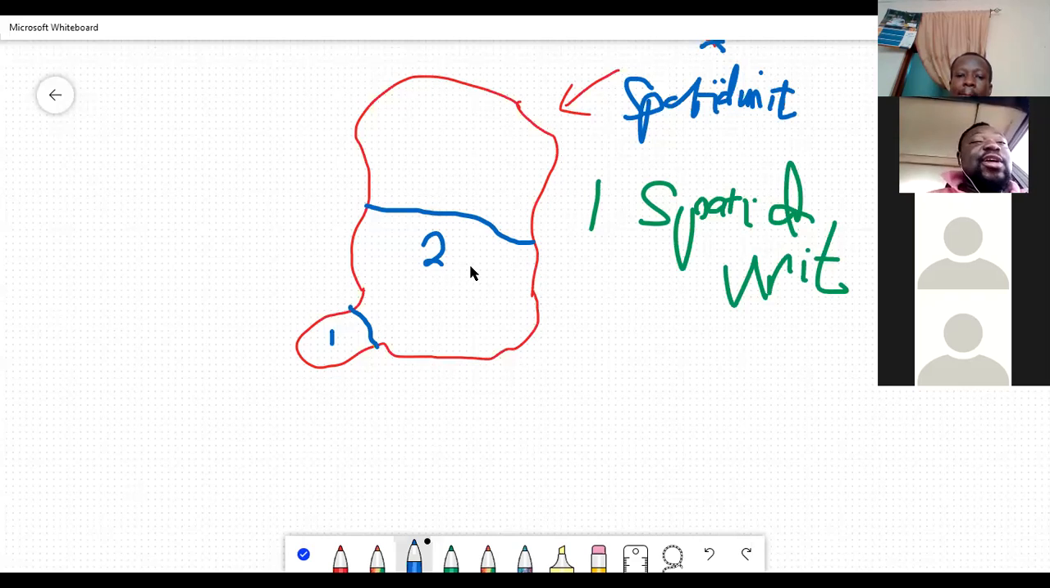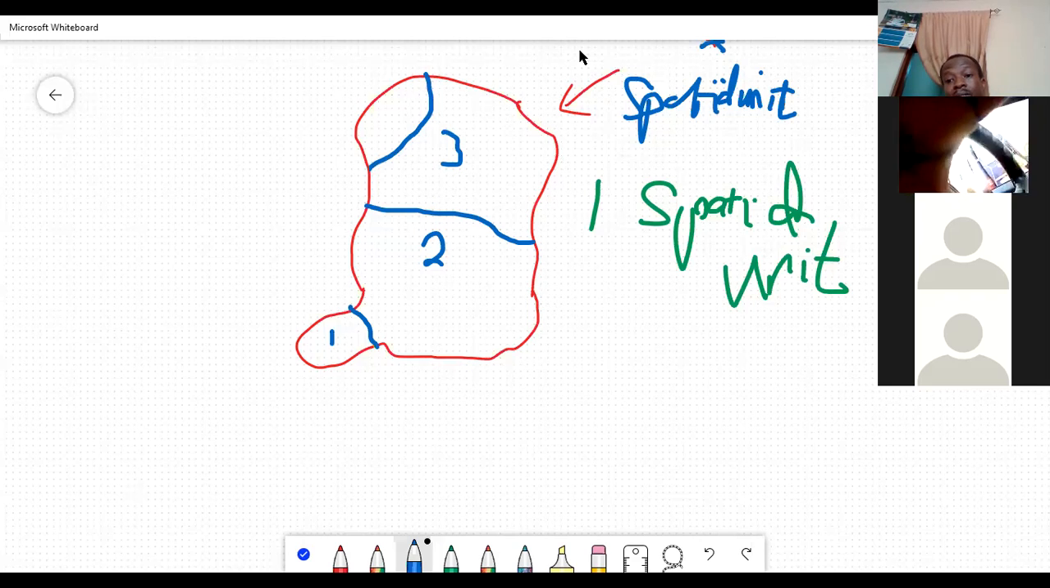How many do we have? There is no clue. Yeah, it's 3. Size 3. Okay, so now we have 3. That's the area. Yes, these are the spatial units, the area, spatial units. So 1, 2, 3.